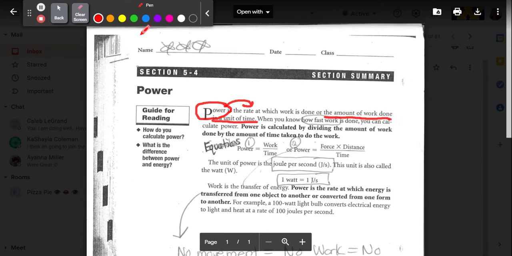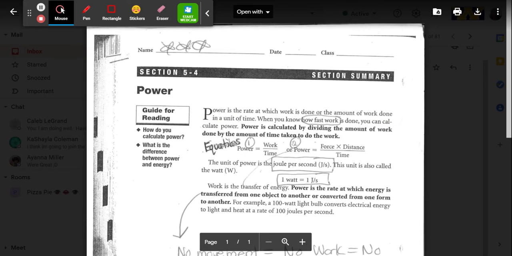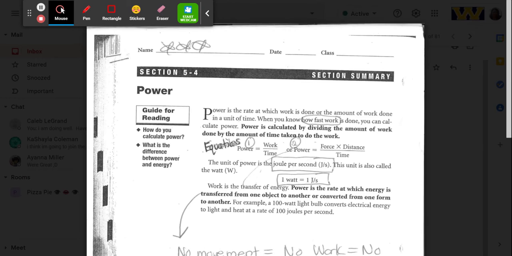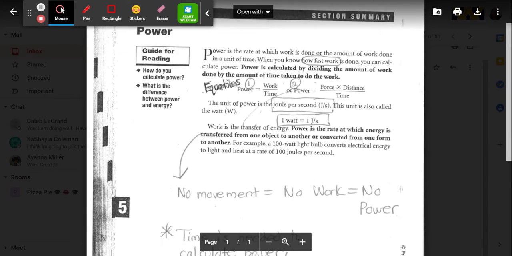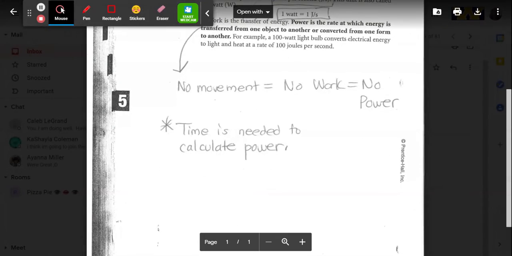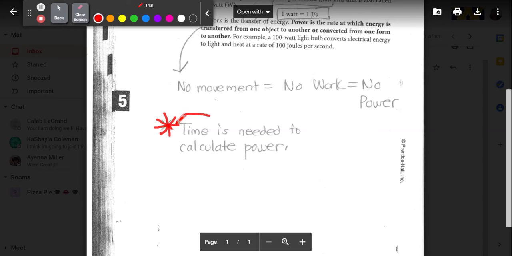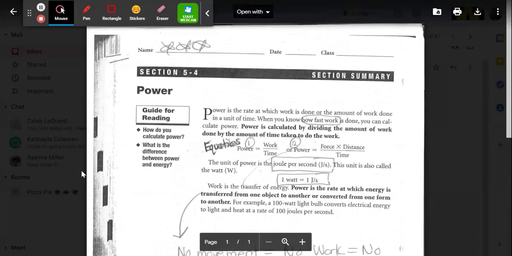What's important to remember about power is that the most important thing you need to know is that time is needed to calculate power. And this is a big thing. Okay, we need time. Time is needed to calculate power. Because if not, then it's just like work, right? But that's not what we're saying. Time is needed. Okay, so let's scroll back up here.